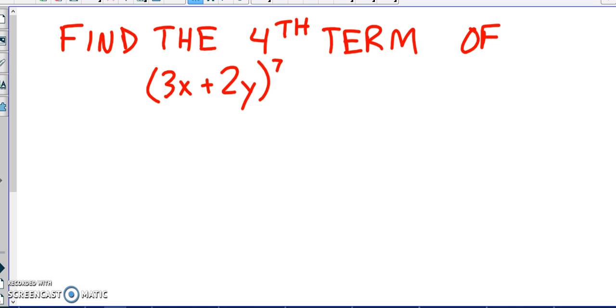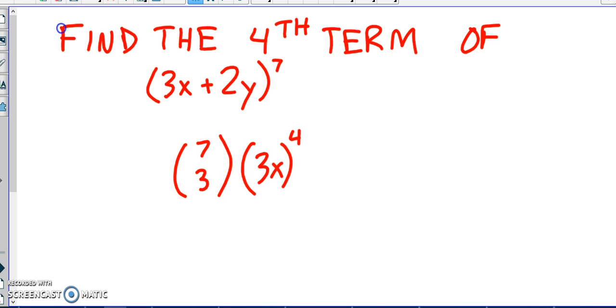So, if it's the fourth term, remember the first term is going to have 7 choose 0, the second term will be 7 choose 1. So, the fourth term is going to be 7 choose 3. And then you'll have 3x to the 4th power and 2y cubed.